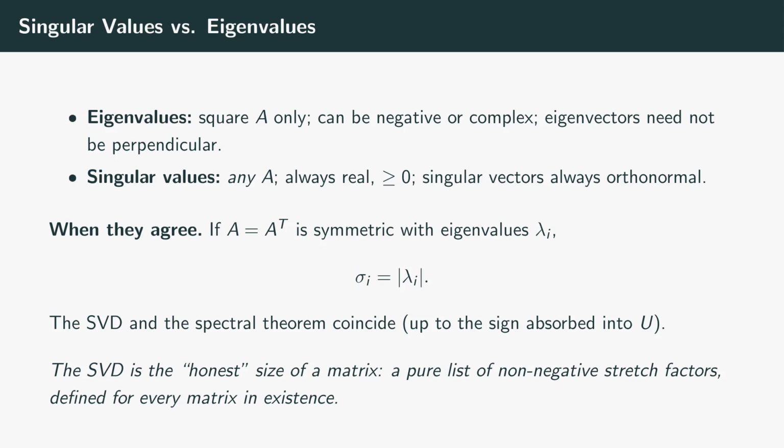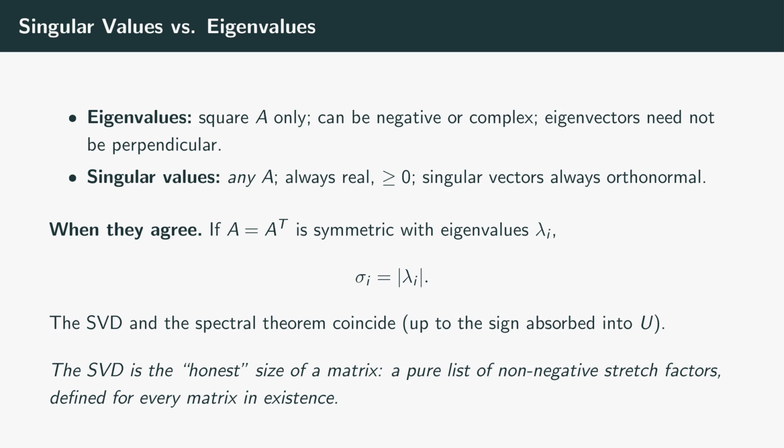It is worth pausing to compare singular values with the eigenvalues we studied earlier, because students often confuse them. Eigenvalues exist only for square matrices. They can be negative or even complex, and their eigenvectors need not be perpendicular. Singular values, by contrast, exist for absolutely any matrix. They are always real and non-negative, and their singular vectors are always perfectly orthonormal. So the SVD is the more universal and better behaved notion of the size of a matrix.